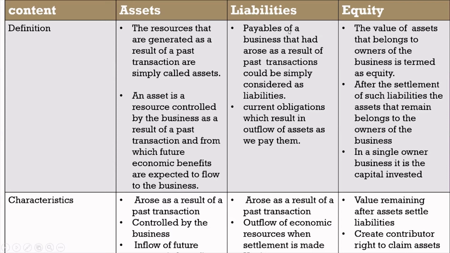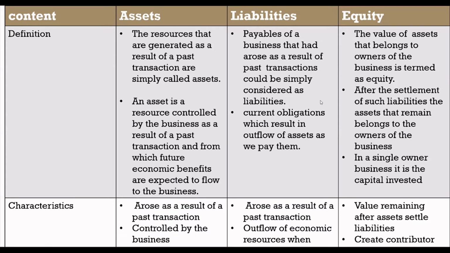And then liabilities. So our next element is liabilities. Those are the payables of a business that arose as a result of past transaction, which could be simply considered as liabilities. If there is a payable, something that we have to pay as the business, if the business is obliged to pay another person or entity a sum of amount as a result of a past transaction, that will be called a liability.